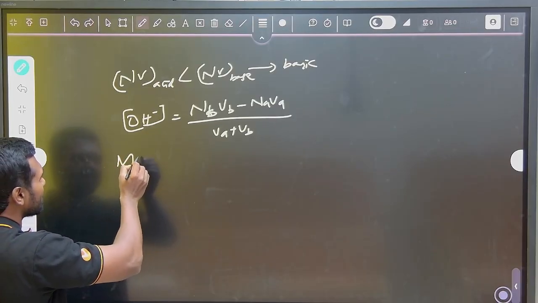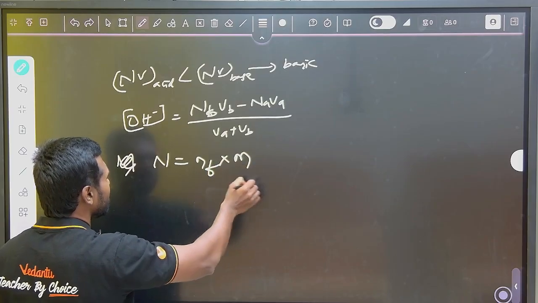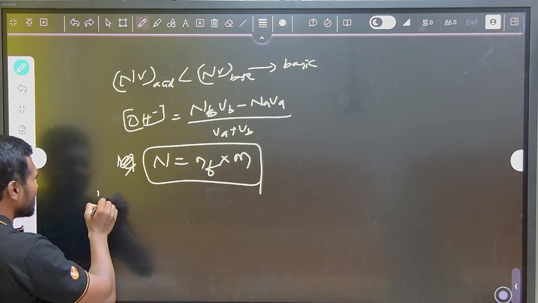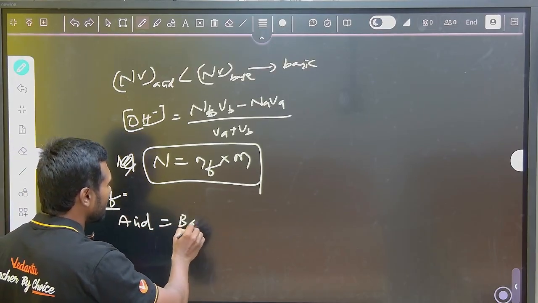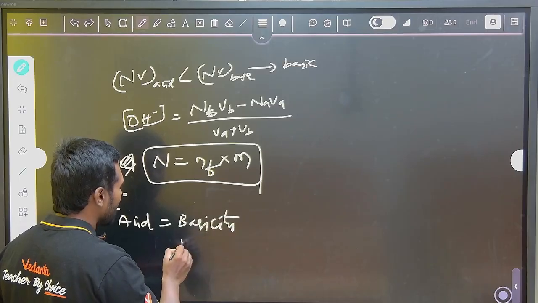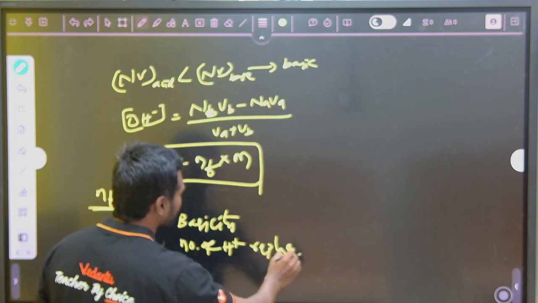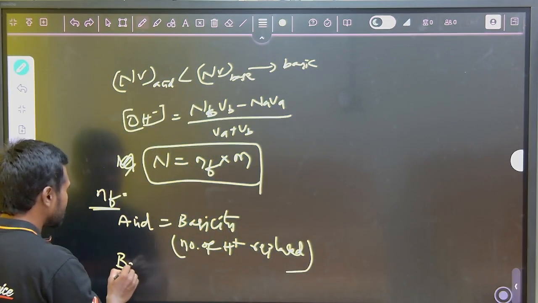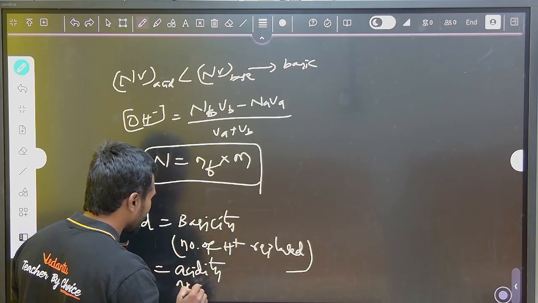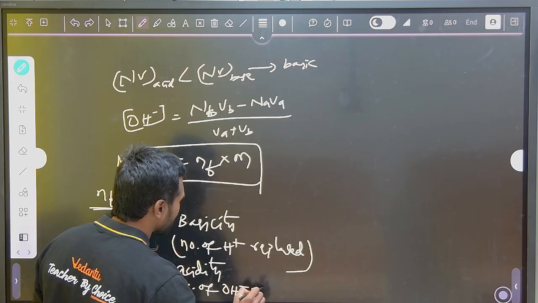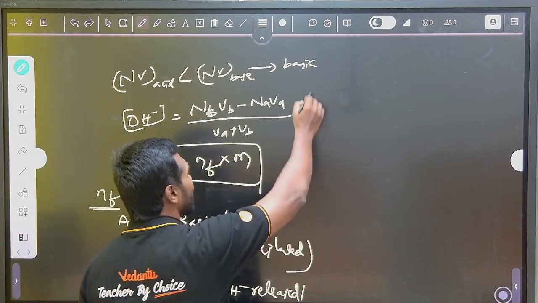Next one. Now, what is the relationship between molarity and normality? Normality is equal to n factor into molarity. Now, what is this n factor? For an acid, it is basicity, that means the number of H plus ions replaced. And for a base, it is acidity, that is the number of OH minus ions released by a base.